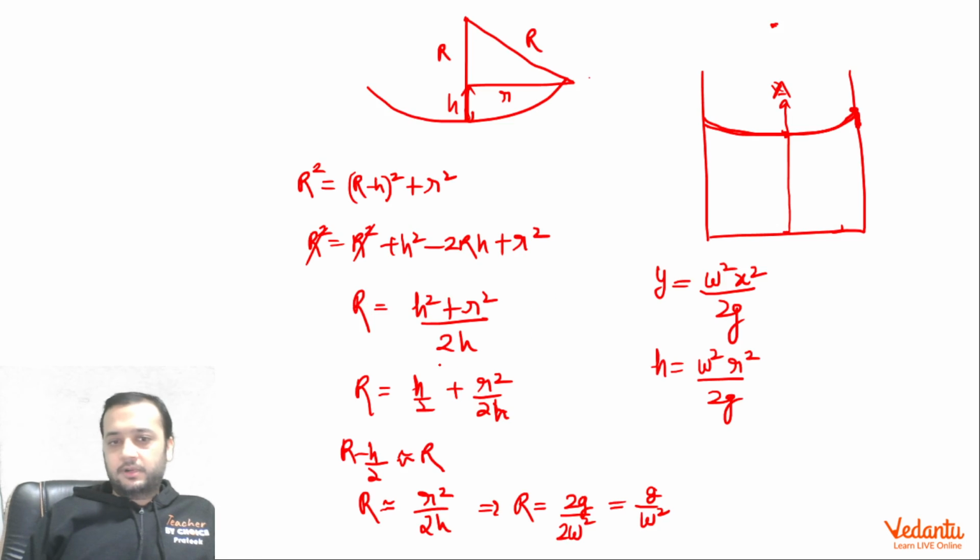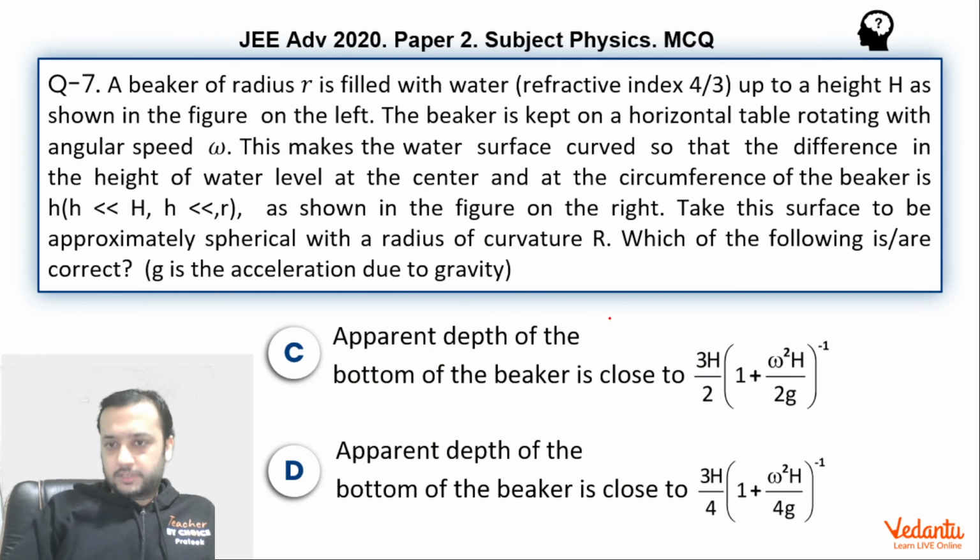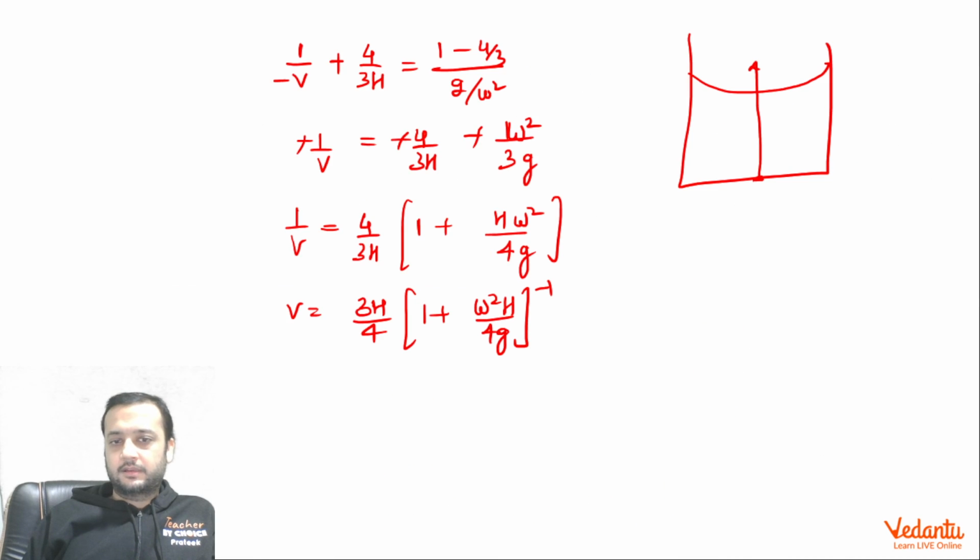And this is exactly what option D is. Hence C is wrong. 3h by 4 into 1 plus omega square h by 4g whole to the power minus 1. Right. So I hope you would have understood.